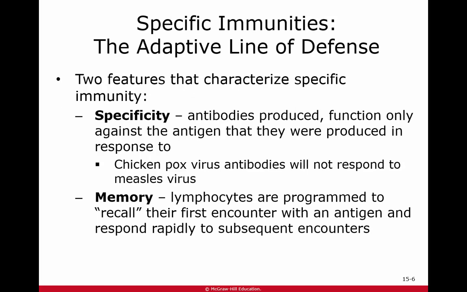The adaptive line of defense has two features that characterize specific immunity. First is specificity. The antibodies are produced and they function only against the antigen they were produced in response to. For instance, chickenpox virus antibodies don't respond to the measles virus, only to the chickenpox virus. And then memory. The lymphocytes are programmed to recall their first encounter with the antigen, and if there's another encounter, they're supposed to respond more rapidly to that.